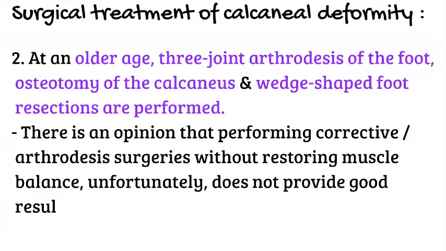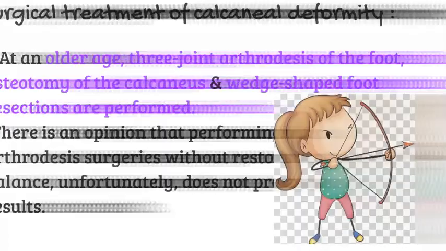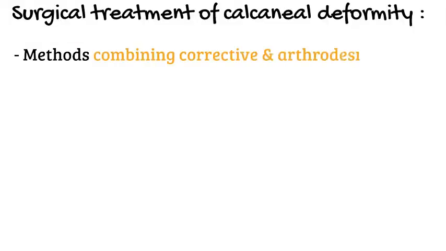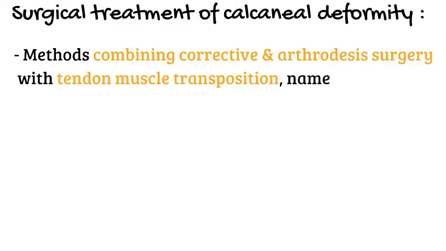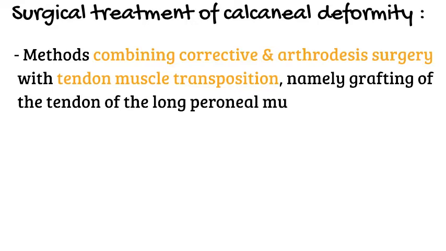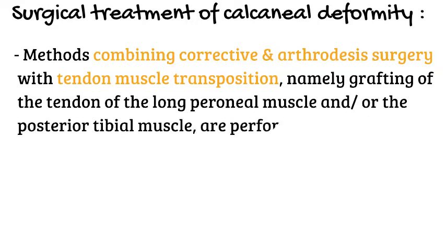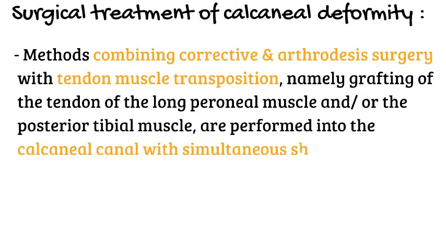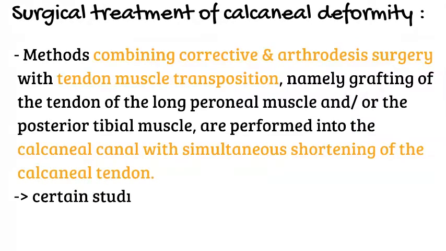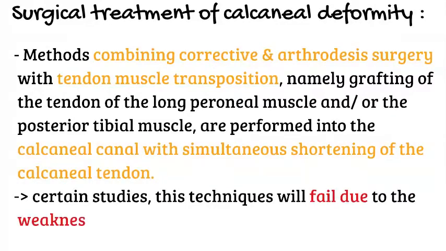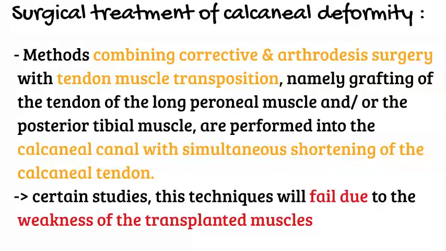There is an opinion that performing corrective or arthrodesis surgery without restoring the muscle balance unfortunately does not provide good results. In this regard, methods combining the corrective and arthrodesis surgery with tendon muscle transposition, namely grafting of the tendon of the long peroneal muscle and or the posterior tibial muscle, are performed into the calcaneal canal with simultaneous shortening of the calcaneal tendon. Based on certain studies, this technique will fail due to the weakness of the transplanted muscles.